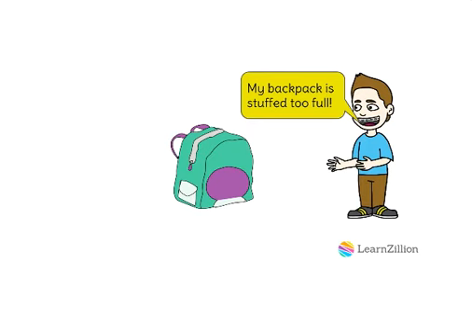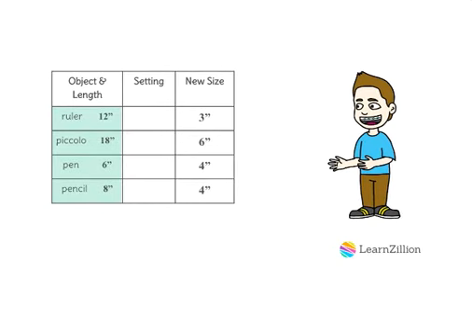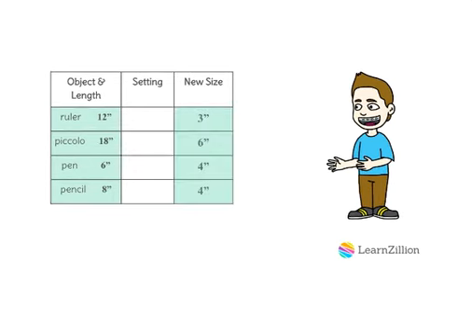Jacob's backpack is packed really full, so to create more room he came up with the idea that he will shrink some of the objects he needs to carry using the scale-o-matic machine. This table has some of the information that Jacob knows. The object names and their original sizes are listed in the first column, and the third column lists the desired new size.